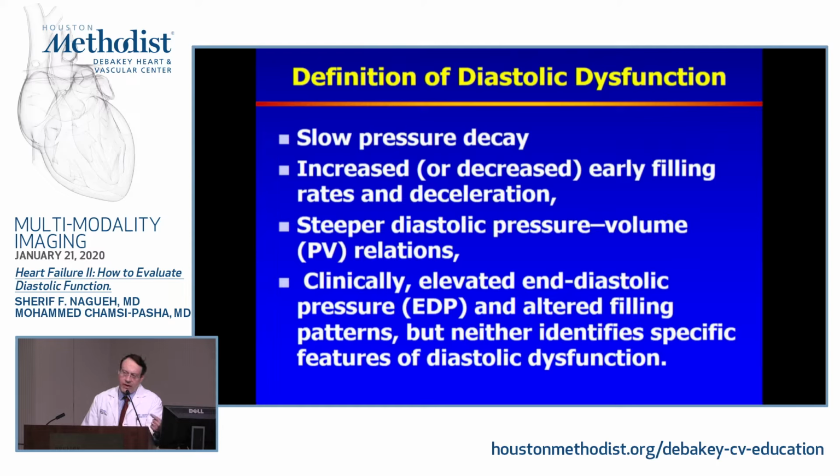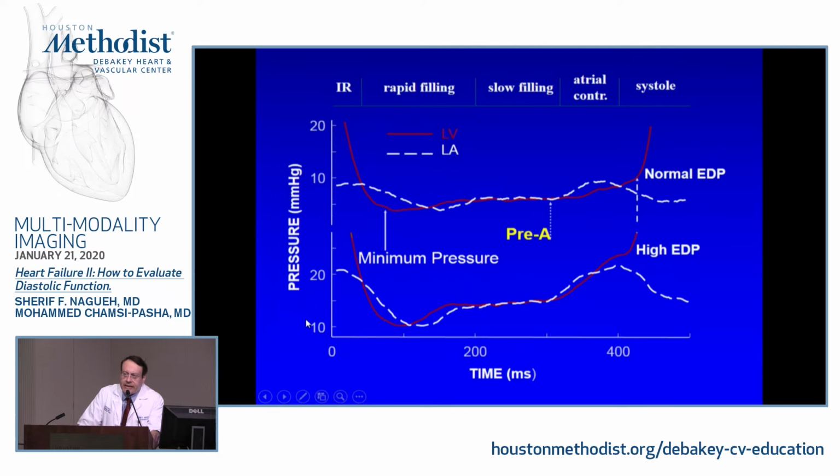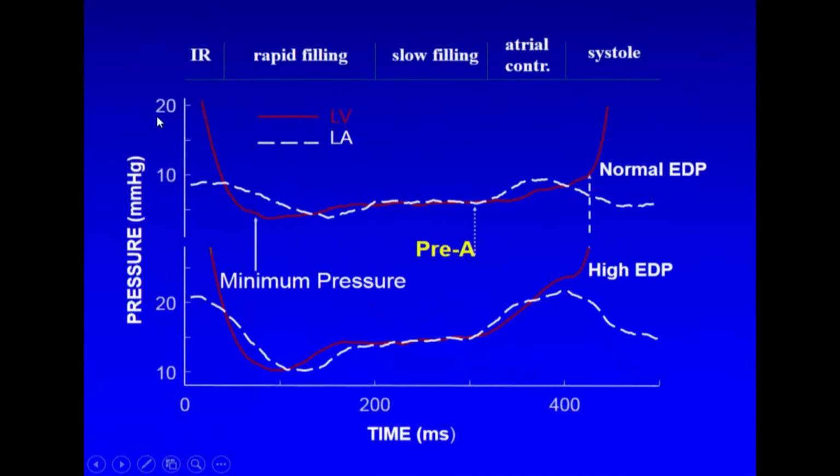Neither of them really goes directly to what is happening with these two functional parameters we talked about, rate of pressure decay and the pressure-volume relationship, except indirectly. This is taken from an animal model. A normal dog and a dog with pacing-induced heart failure, and we see in the upper panel very small pressure gradients between the ventricle and the atrium, but nevertheless enough to allow for filling.